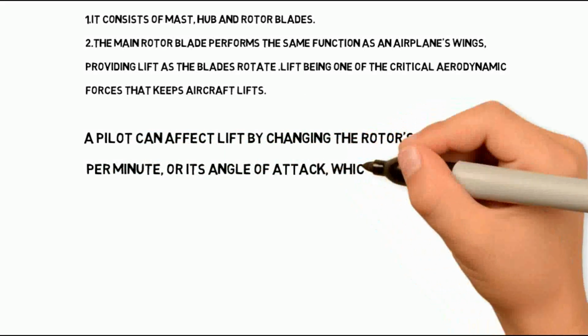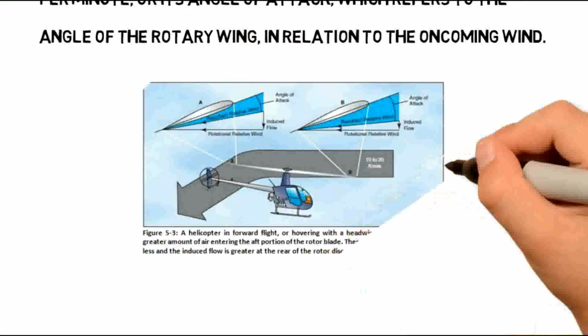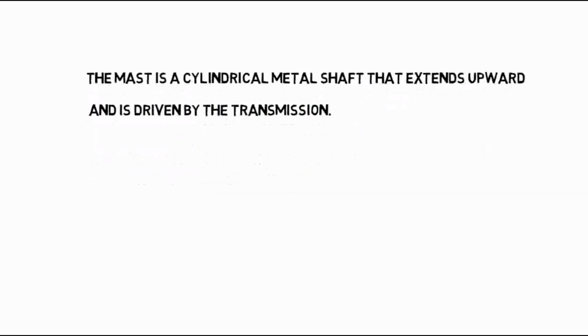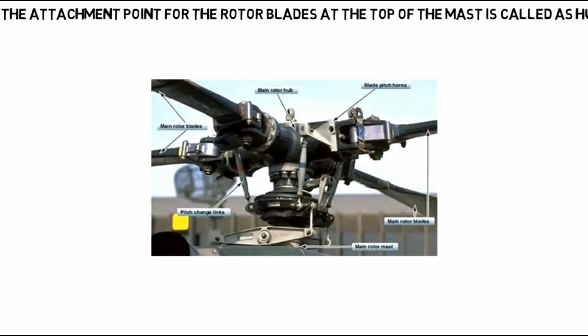A pilot can affect lift by changing the rotor's revolutions per minute or its angle of attack, which refers to the angle of the rotary wing in relation to the oncoming wind. The mast is a cylindrical metal shaft that extends upward from and is driven by the transmission. The hub is the attachment point for the rotor blades at the top of the mast.